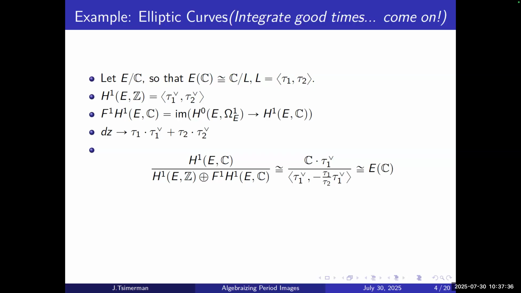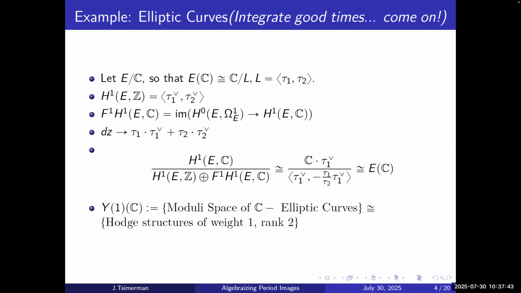So for elliptic curves, this is a concrete way to see that the Hodge theory fully records the moduli. And so this gives you the somewhat classical fact, in this language, that if you look at the moduli space of complex elliptic curves, it's the same as looking at the moduli space of Hodge structures of weight 1 and rank 2.